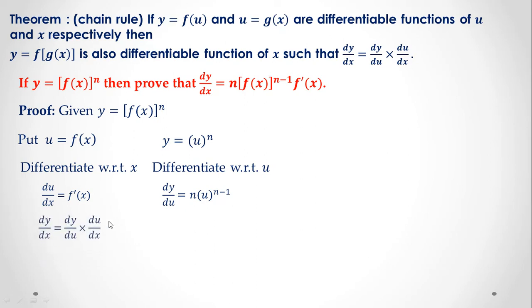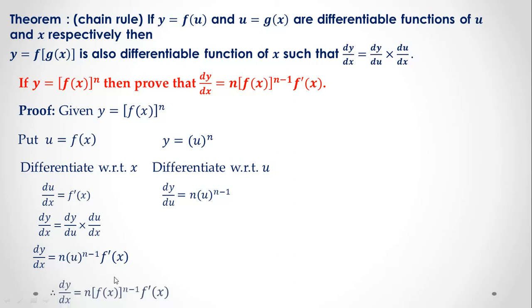Now by chain rule we require dy by dx, meaning the derivative of y with respect to x. By chain rule it is dy by du into du by dx. Now what we get? Here we get dy by dx is equal to, see, dy by du means n into u raised to n minus 1, into du by dx which is f dash x. So we get this. Now replace u as f of x, meaning resubstitute u is equal to f of x here. Hence we get the final answer, that is the derivative is equal to n into f of x raised to n minus 1 into f dash x.